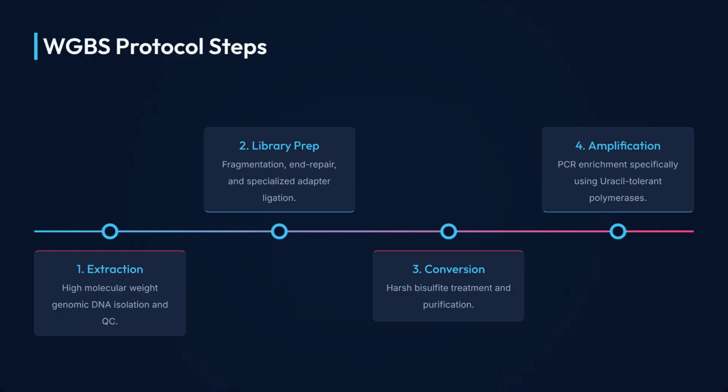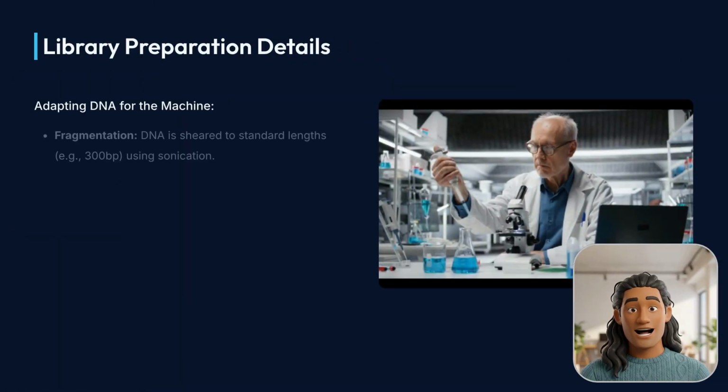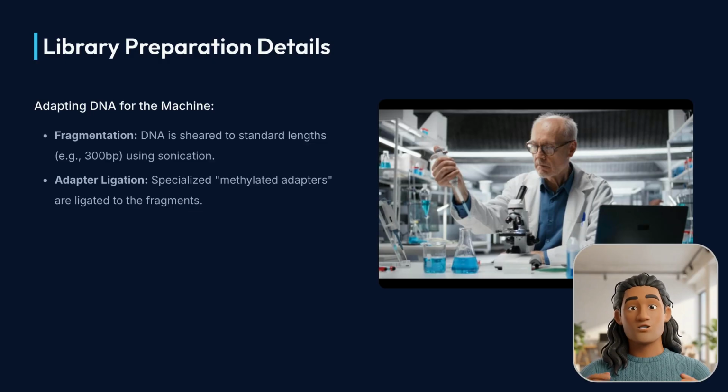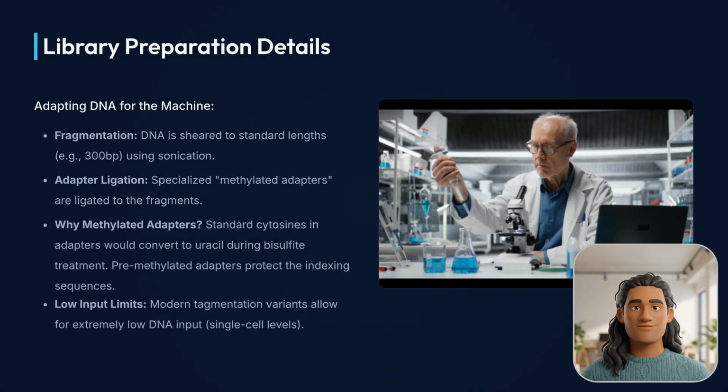The WGBS protocol involves four main steps: extraction of high molecular weight DNA, library prep with fragmentation and adapter ligation, bisulfite conversion, and final PCR amplification. Library preparation involves fragmentation and ligation of specialized methylated adapters. These adapters are critical because they protect indexing sequences from bisulfite conversion, which would otherwise convert cytosines to uracil.